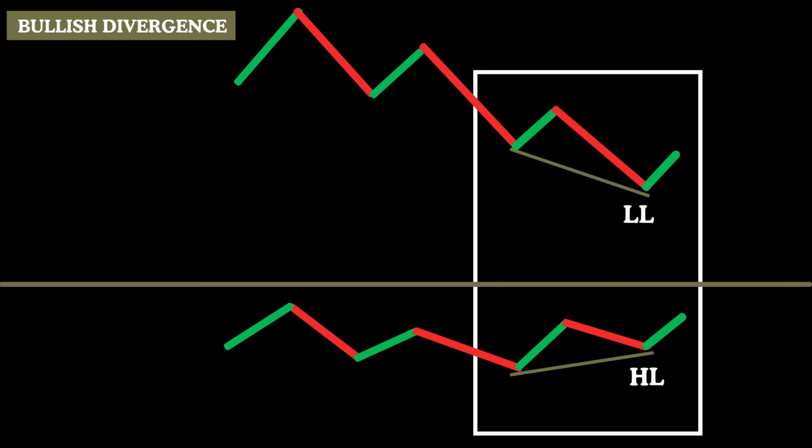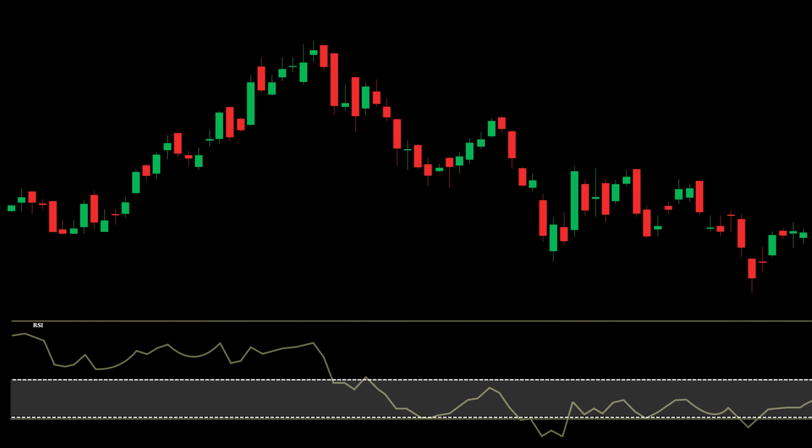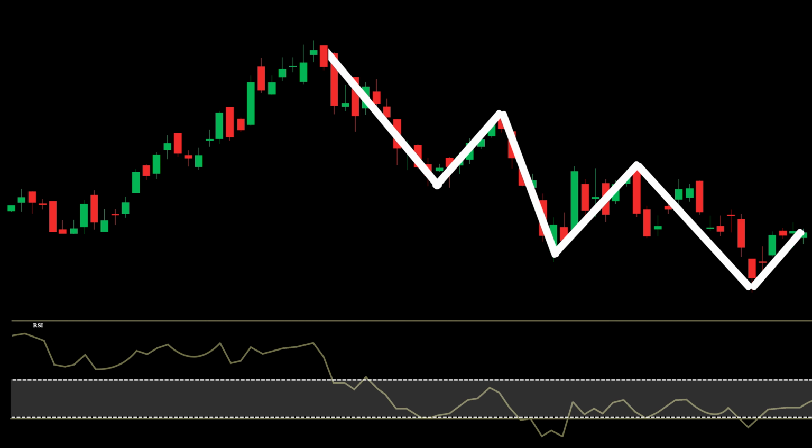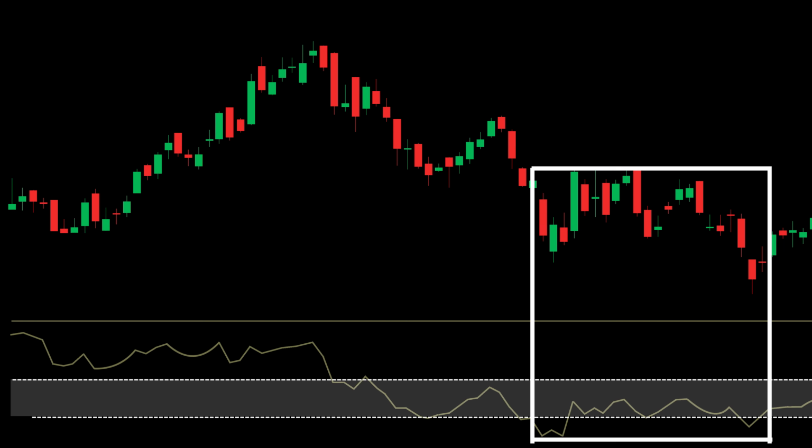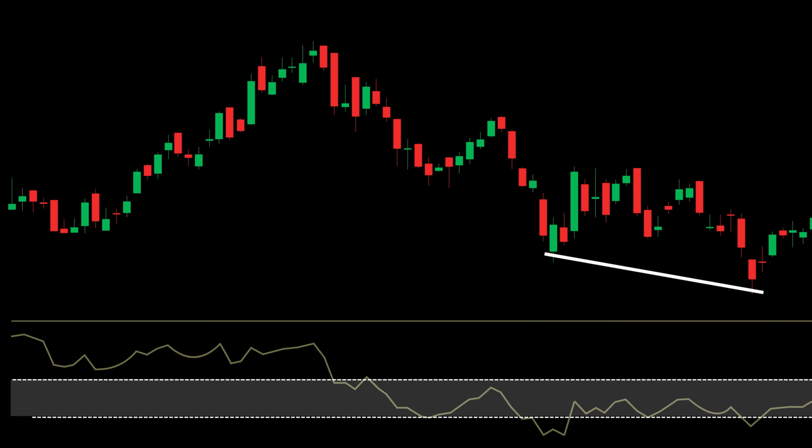Let's understand this with the help of an example. You will see that the market is in a downtrend, continuously making lower lows, but if you look at this point, the price makes a new low here, and at the same time, the indicator forms a higher low. So, there is a difference between price and indicator movement. This is bullish divergence. It indicates that the ongoing downtrend might be losing strength, and the market could start moving upward from here. Remember, bullish divergence forms during a downtrend.